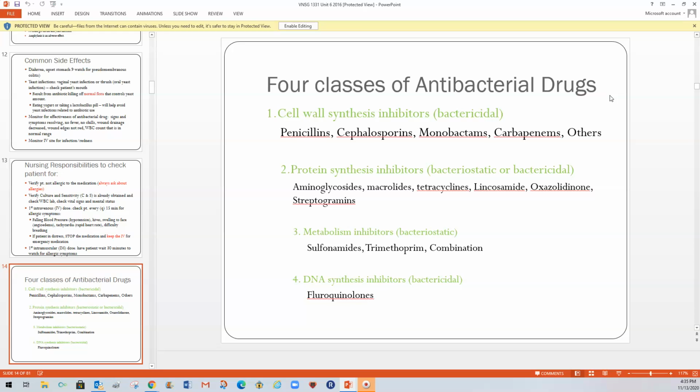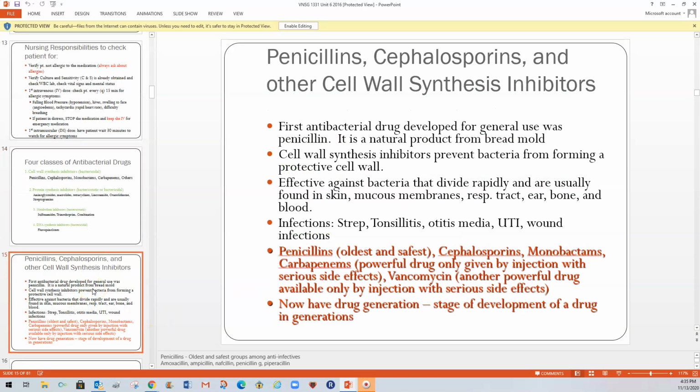There are 4 classes: cell wall synthesis inhibitors. Those are your penicillins, etc. Protein synthesis inhibitors, metabolism inhibitors, and DNA synthesis inhibitors. So penicillins, cephalosporins, and other cell wall synthesis inhibitors, that's the first category. As you know, penicillin was the first antibacterial drug that was developed, and it was a natural product from bread mold. And these inhibitors prevent the bacteria from forming a protective cell wall.